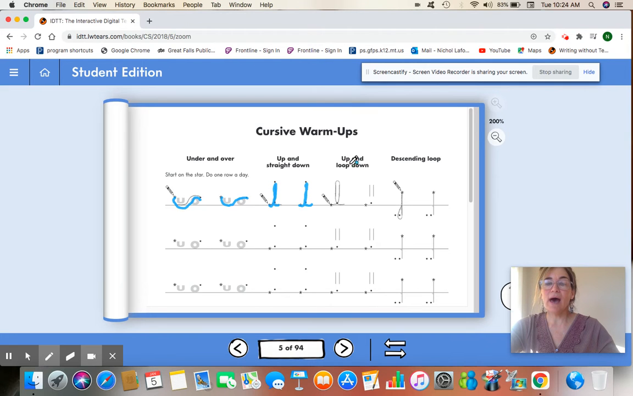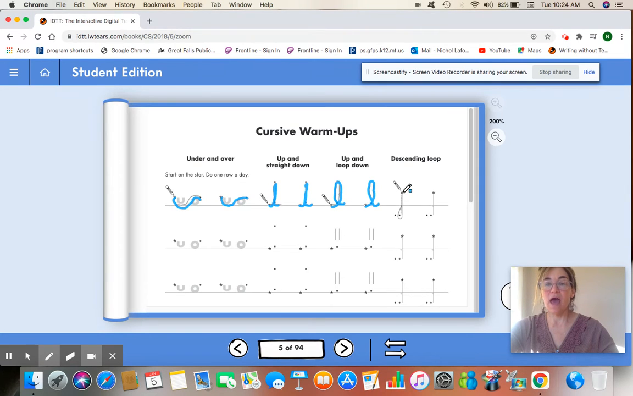Now we're going to do an up and loop down. Here's our opportunity to do a loop. Start at the star, loop up and over and back down. All right, the trick is to follow these two lines. Start at the star, we're going to loop up the right side and down the next. Good job. Remember, don't get frustrated. This is practice.